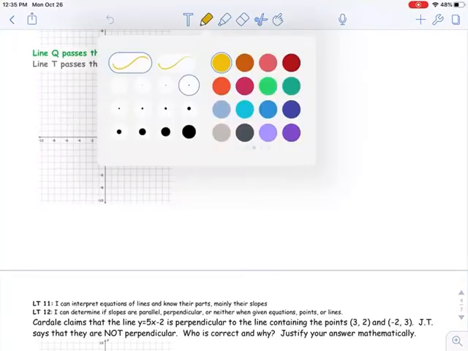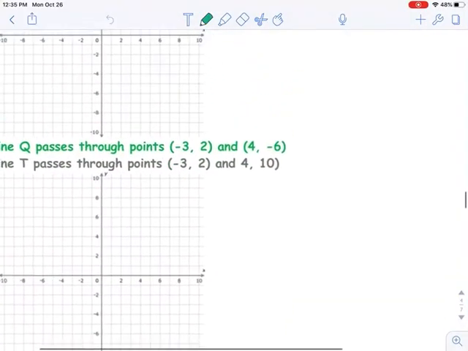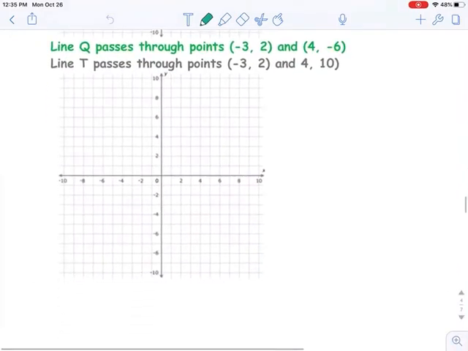All right, so now let's go ahead and finish off this page again. We got the same Q as last time, (-3, 2) and (4, -6). Okay, and that's that right there. Cool.